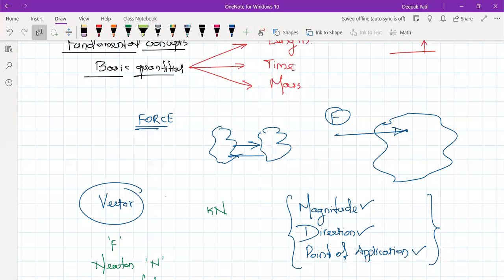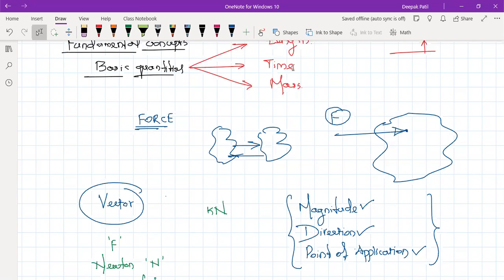Force is a push or pull exerted on a body, and there are two types of forces. Either the force is generated when two bodies are in contact with each other, like pushing a wall or pushing a car. Or the force can occur when the bodies are separated and not in contact, which comes under gravitational force, magnetic force, or electric force.